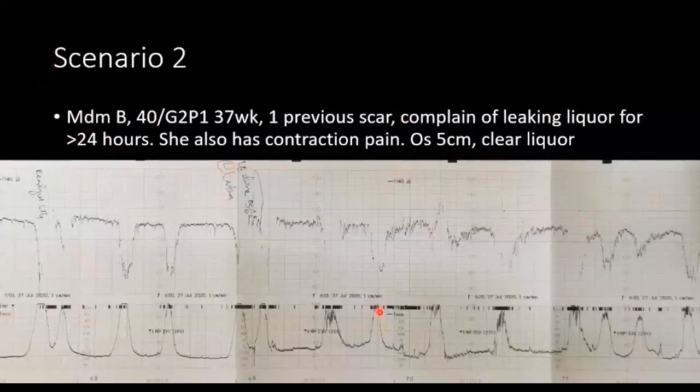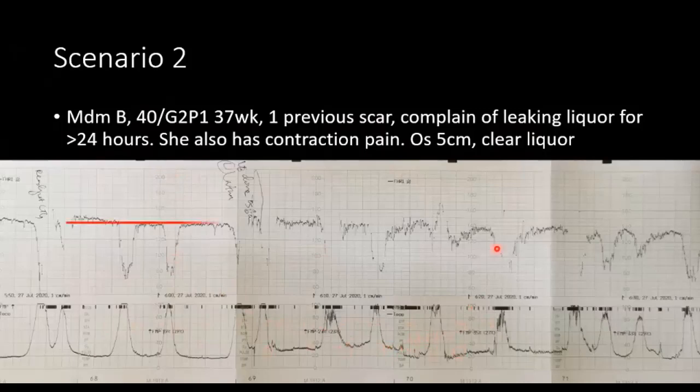Go back to baseline. Doctor C Bravado again. So define the risk. What are the risks? Advanced maternal age, 1 previous scar, leaking liquor for more than 24 hours. All right, those are the risks. Contraction. Look at the contraction, here to here is 10 minutes. So you see 1, 2, 3. Here is also 10 minutes, 1, 2, 3. So it's around 3 in 10. Contraction is 3 in 10.